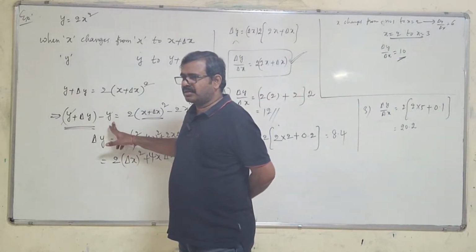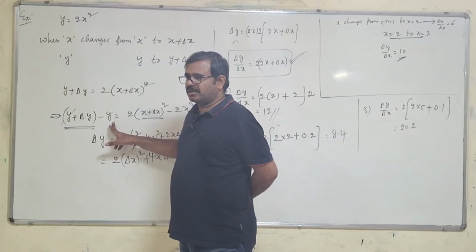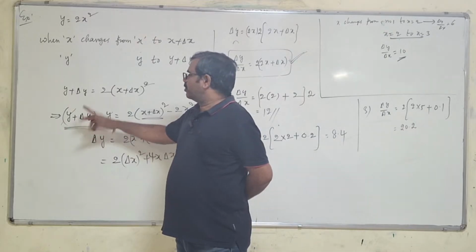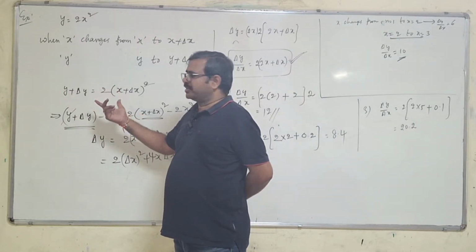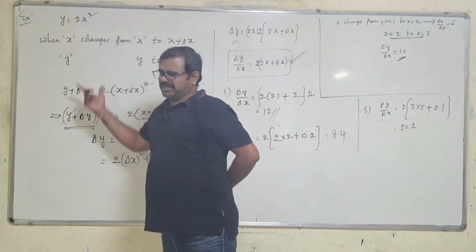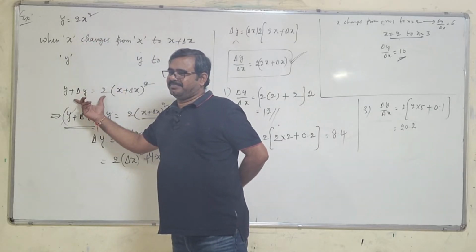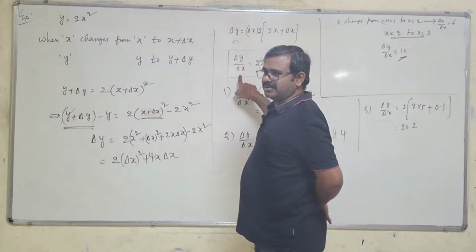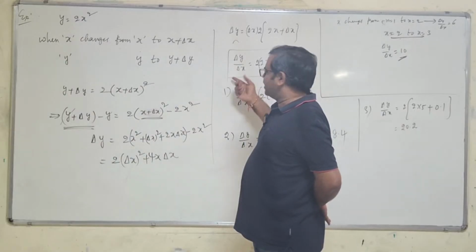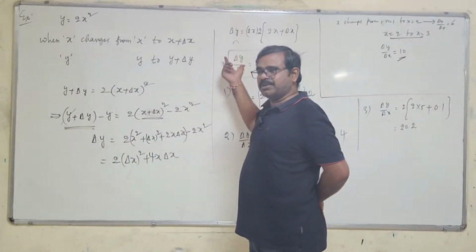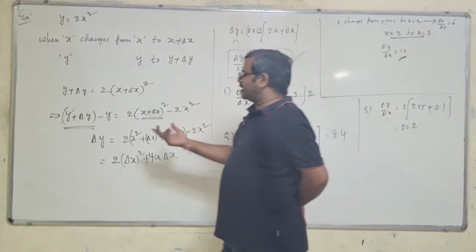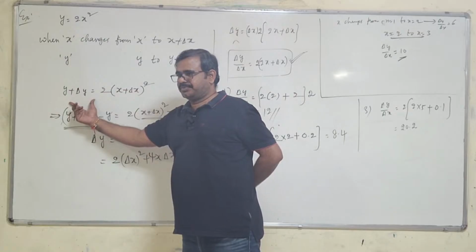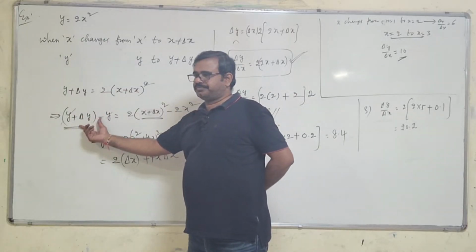Minus y. We want delta y, right? How do we get delta y? By subtracting this from this. What was the question to find? Delta y by delta x. To find delta y by delta x, we need to write the expression for delta y. So how do we get delta y? By subtracting y from y plus delta y. So that's what I did. Okay.